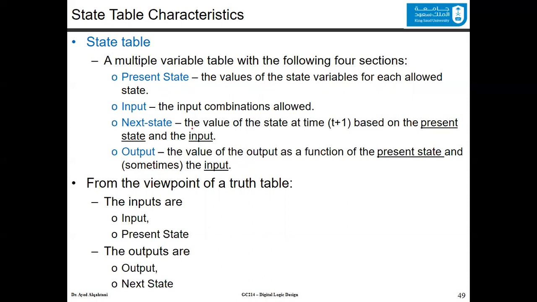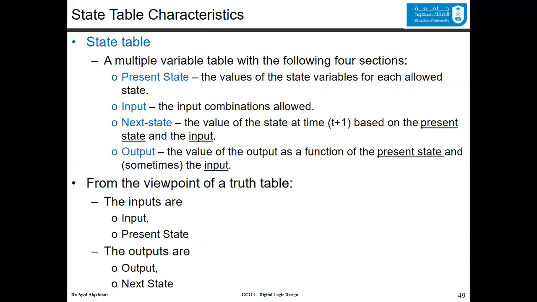The next state is the value of the state at time t plus 1. The present state is at time t. The next state would be at time t plus 1. It's based on the present state and the input; the next state is always a function of those two. Now the output is a function of the present state and sometimes the input.